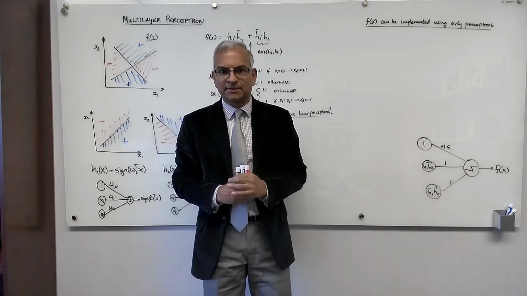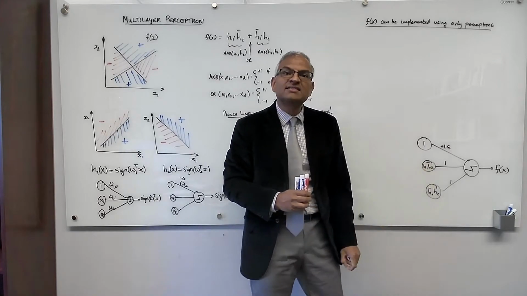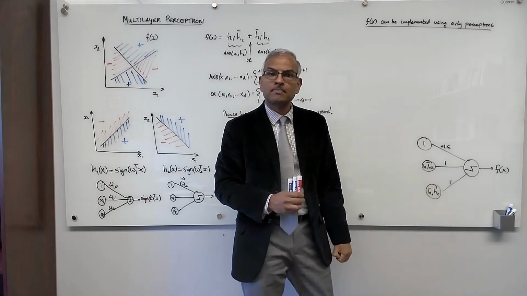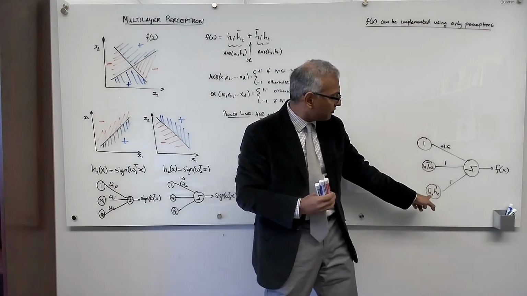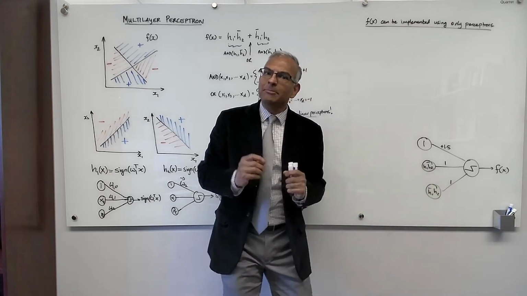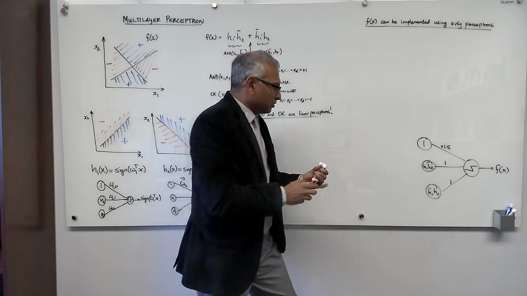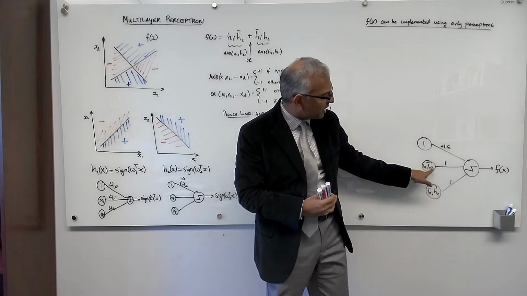Fantastic. But what is H1, H2 bar? It's the AND of H1 and H2 bar. And what is H1 bar, H2? It's the AND of H1 bar and H2. And we know how to implement AND with the perceptron. So what would be the inputs? It looks like the inputs are H1 and H2.